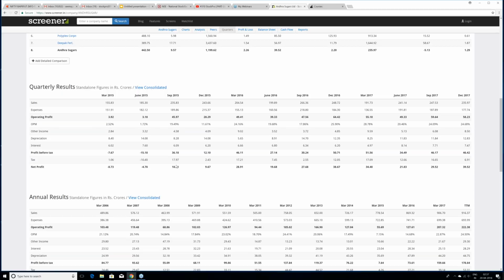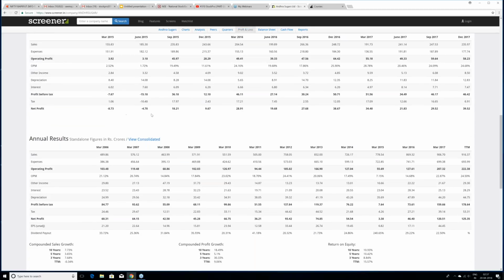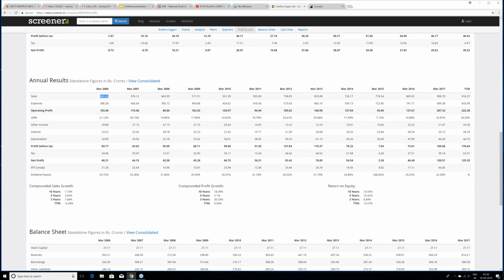And then let's go further down. Net profit initially was negative. Now it has become very, very good, right? It's a turnaround company, you can see. Then let's see further, 2006 to 2017, the sales have become almost double, right? Operating profits have gone up. Operating profit margins are almost stagnant. In between it dipped, now it has improved and it is further improved. So that's a good sign, right?